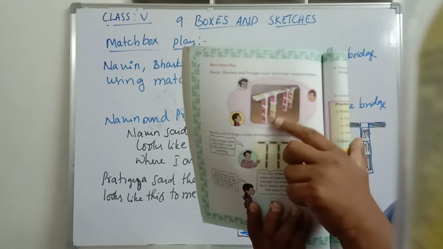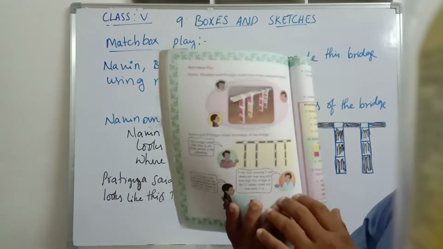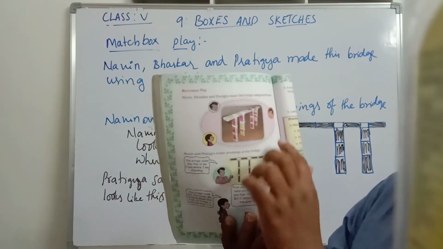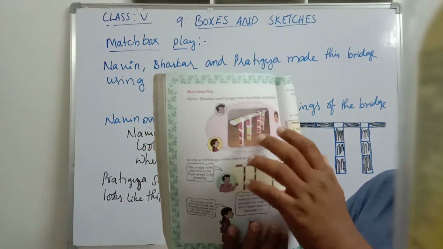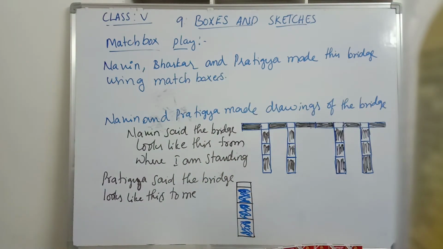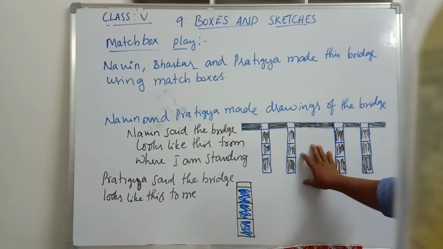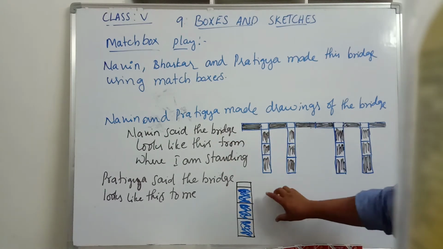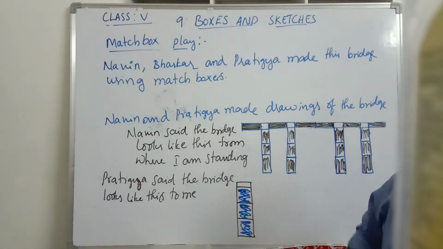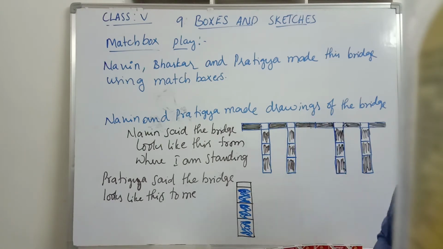With the pillars, we have 4 pillars, and this is the top surface. Now there is a conversation between the 3 children about the bridge and their drawings. The 2 children, Naveen and Pratigya, made drawings of that bridge. This is the drawing done by Naveen, and this is the drawing done by Pratigya.